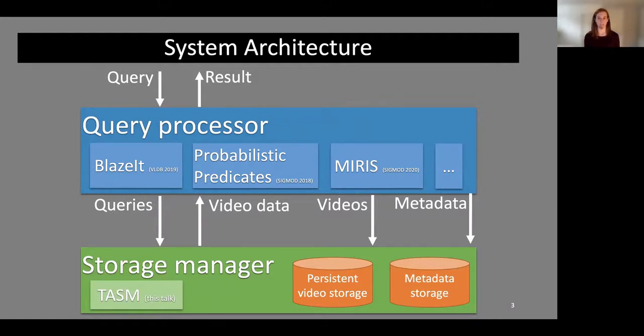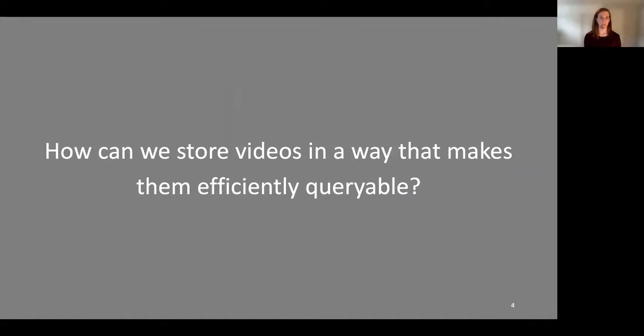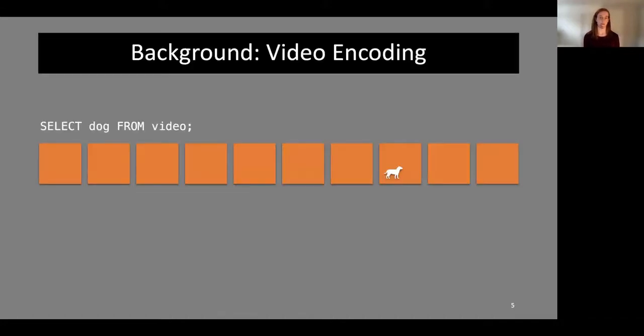One challenge of working with stored videos is that because they are so large, they have to be stored in a compressed format. And encoding and decoding from this compressed representation are expensive operations. And so our storage manager has to efficiently retrieve data from this encoded representation. So again, the question that motivates this project is how can we store videos in a way that makes them efficiently queryable? Before I talk about what TASM does, I'll first give a little bit of background on how video encoding works.